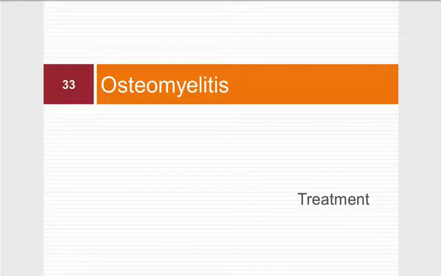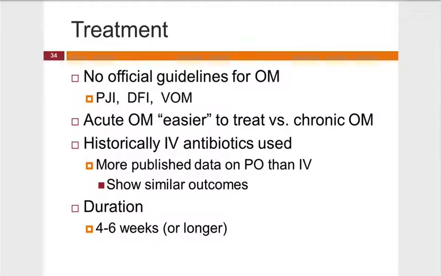All right, treatment. As we all know, there are no guidelines for just osteo, right? The most recent set of guidelines that came out from the Infectious Diseases Society of America is on vertebral osteomyelitis, and we'll talk a little bit about those. There are definitely guidelines for prosthetic joint infections and diabetic foot infections, so most of the data is just extrapolated from those. I was surprised how not easy it was to find some of the data on these things.